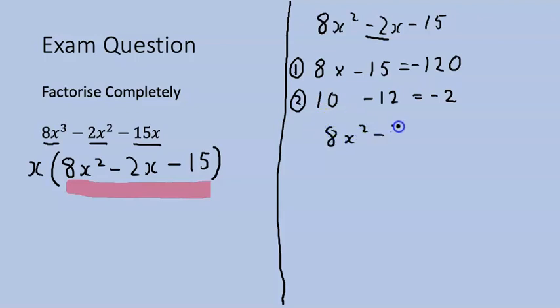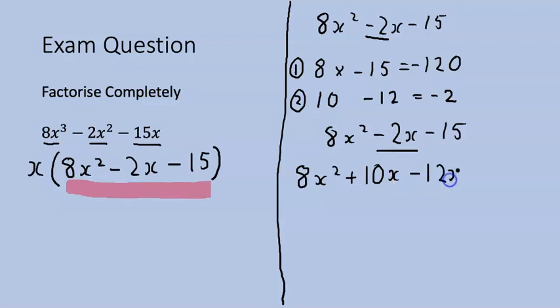8x squared minus 2x minus 15, this minus 2x is going to get split into 10x minus 12x. So let's do that now. So I split it with the 10x first. Now I've written my minus 12x and now my minus 15.